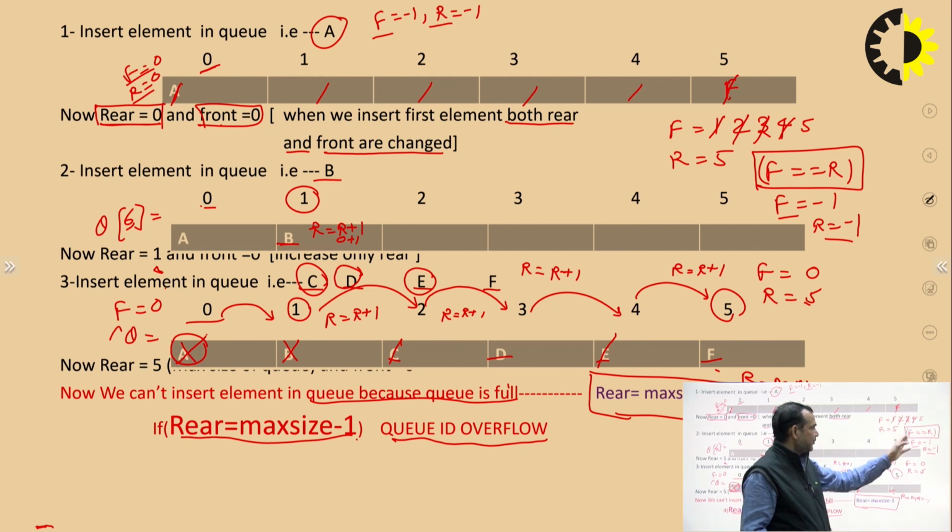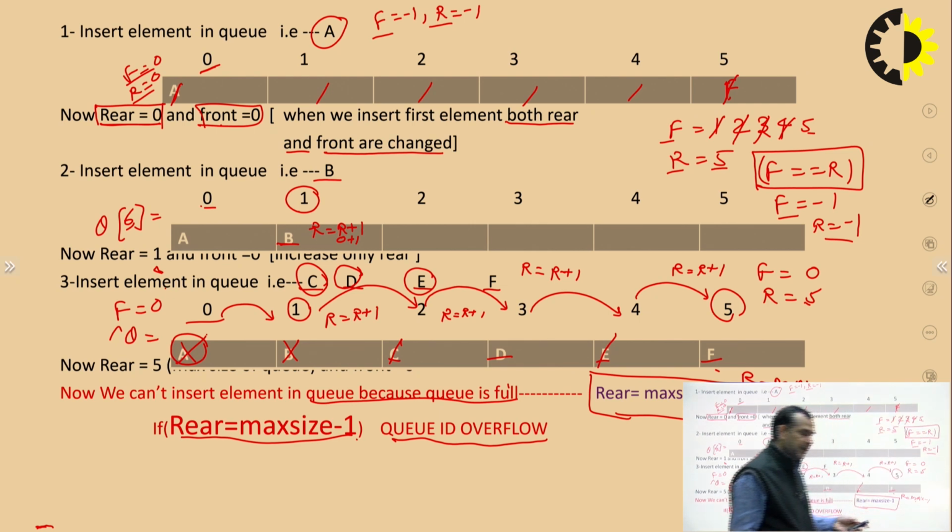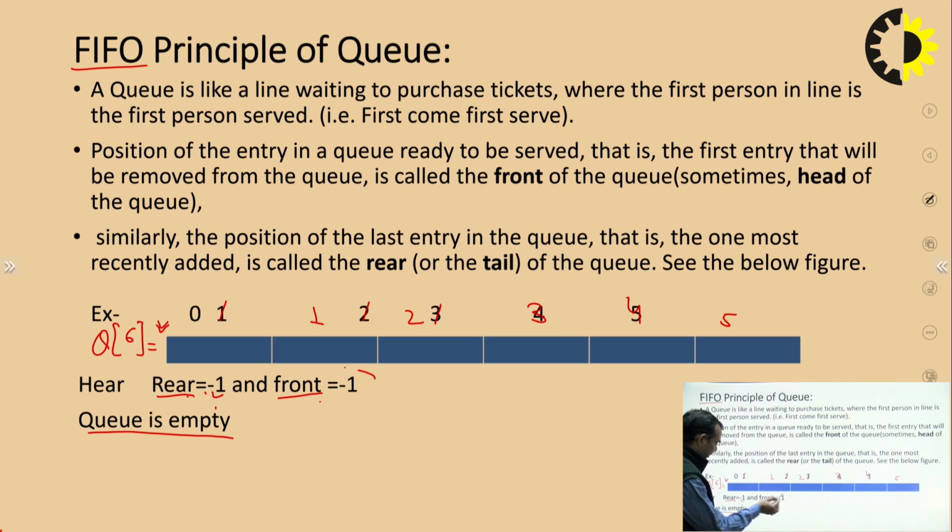Same here, when we delete the last element, front equals rear. What is the value of front? That is 5. What is the value of rear? That is 5. Means both are equal. That means the queue has only one element. And when we delete this element, the queue is empty. And the condition of empty is rear equal to -1 and front equal to -1.